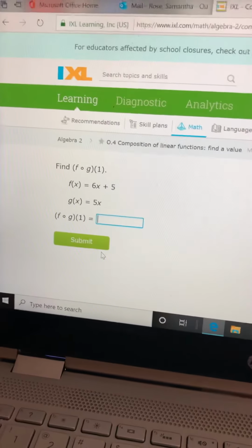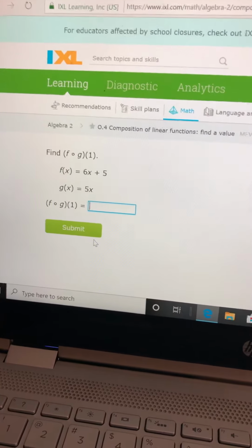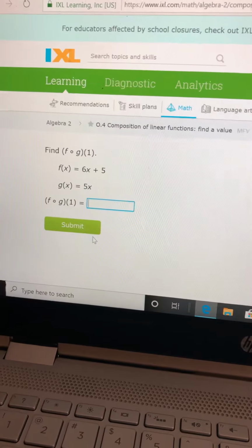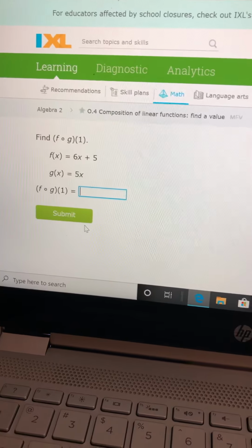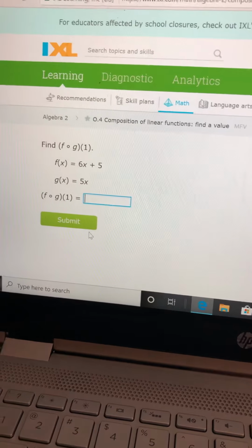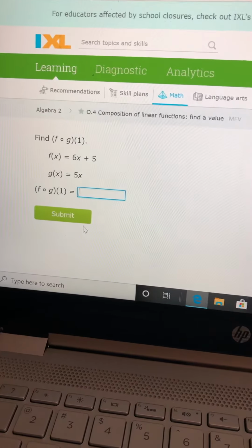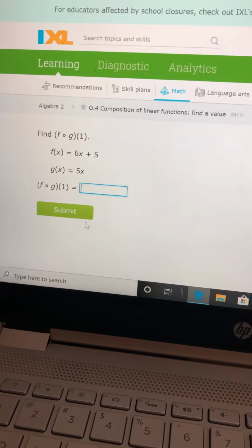Okay, so this one says f of g of 1. So the first thing I'm going to do is g of 1. So I take a 1 and substitute it into the g function. So 5 times 1 is 5. Because it says g of x equals 5x, I plug the 1 in, so 5 times 1 is 5. Alright, so that's my first step.